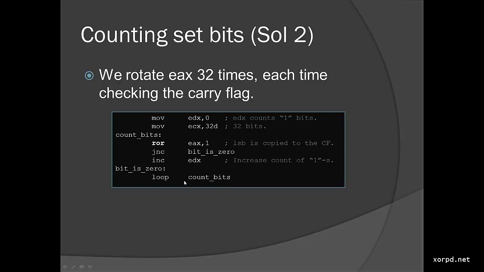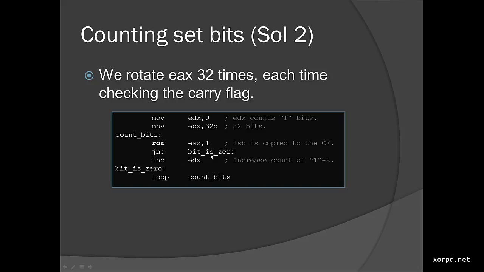Let's take a better look at what is actually happening. First, we rotate right EAX by 1. Why do we do this? We want to get a copy of the least significant bit inside the carry flag. Next, we use this instruction, jump not carry. The jump is going to be taken only if the bit that was kicked out was 0. So we have this label, bit is 0. Actually, this jump is just about skipping the inc EDX instruction. So if the bit is 0, we skip this instruction in the middle.